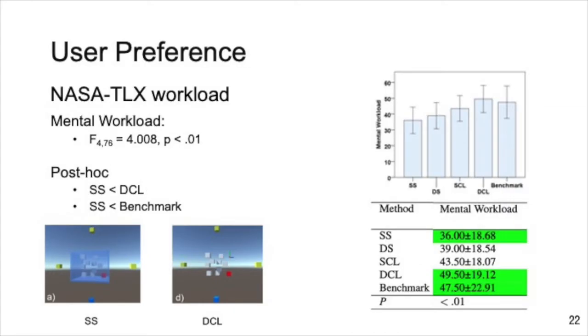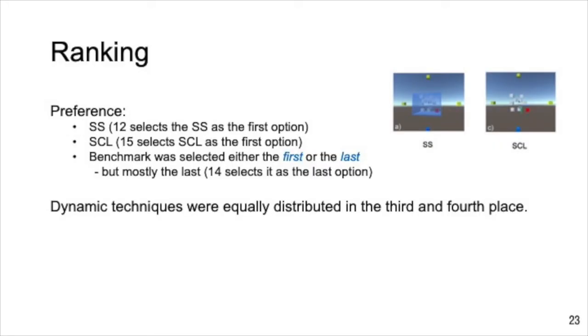The analysis yielded a significant influence of technique on mental workload. Post-hoc tests confirmed that SS caused a significantly lower mental workload than DCL and benchmark. There were no significant effects of technique on users' experience, arm fatigue, visual fatigue, and system usability score. Here is about the ranking. Finally, the conclusion.